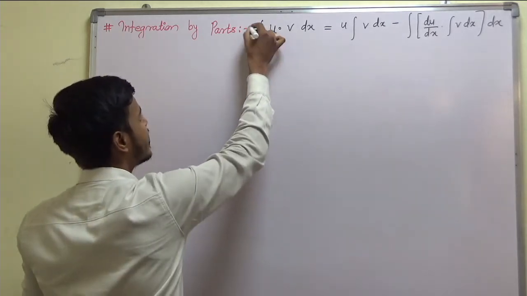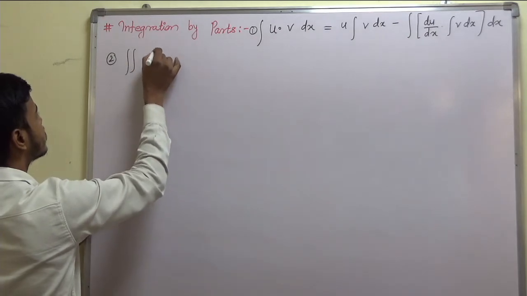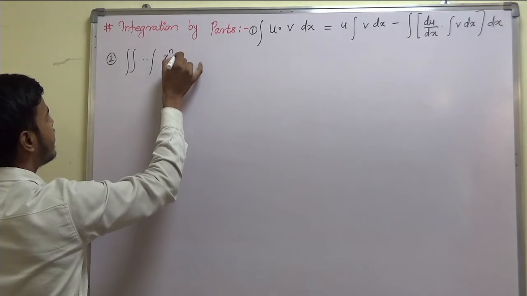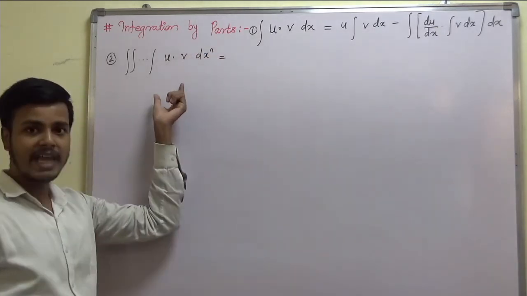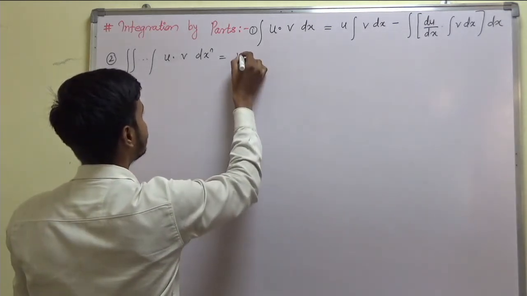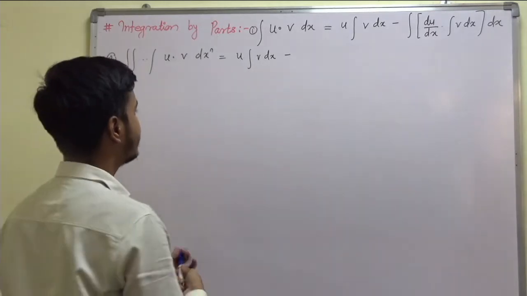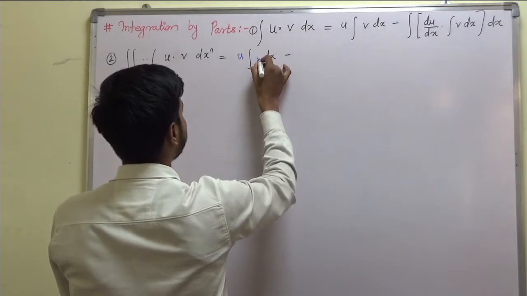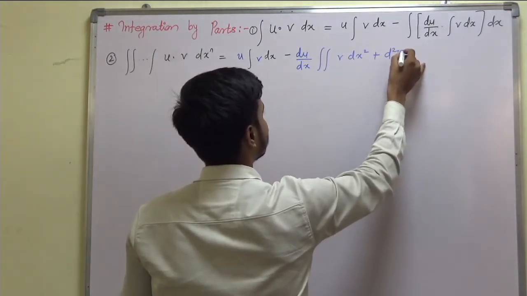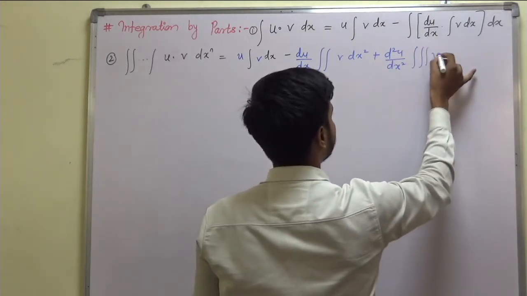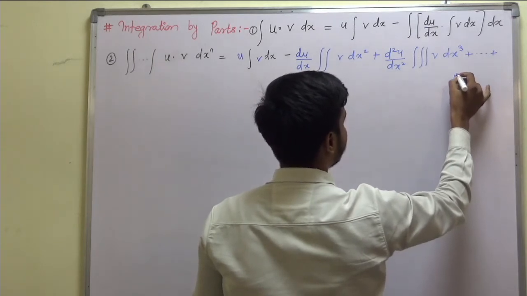This is the first one, and the second one, which is very, very helpful, is the integration of u into v dx. So this is the handy formula that we have, which says you can write u times integration of v dx, minus derivative of first times double integration of second, plus second derivative of first times triple integration of next, plus and so on, plus nth order derivative of u.